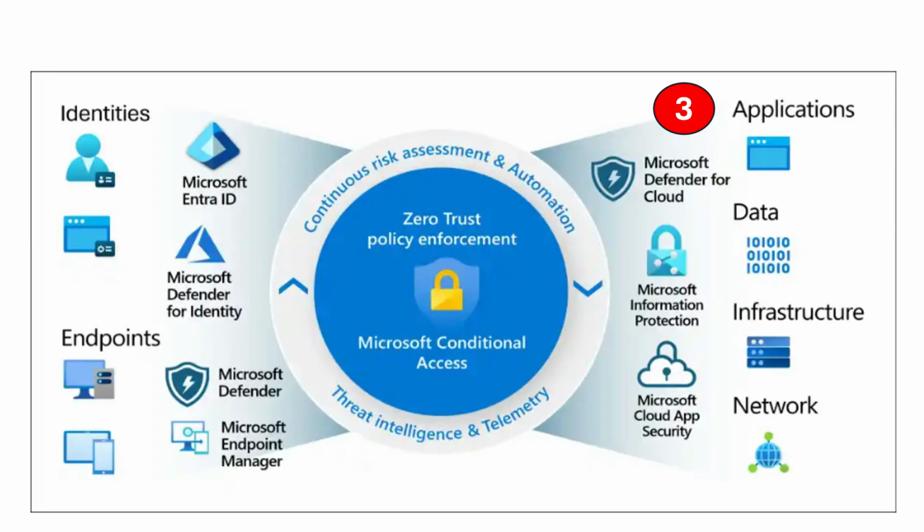Having completed our overview of applications, pillar number 3, next we move on to data, the fourth pillar of zero trust. Data is the most valuable asset, and protecting it is the ultimate goal of every security strategy.